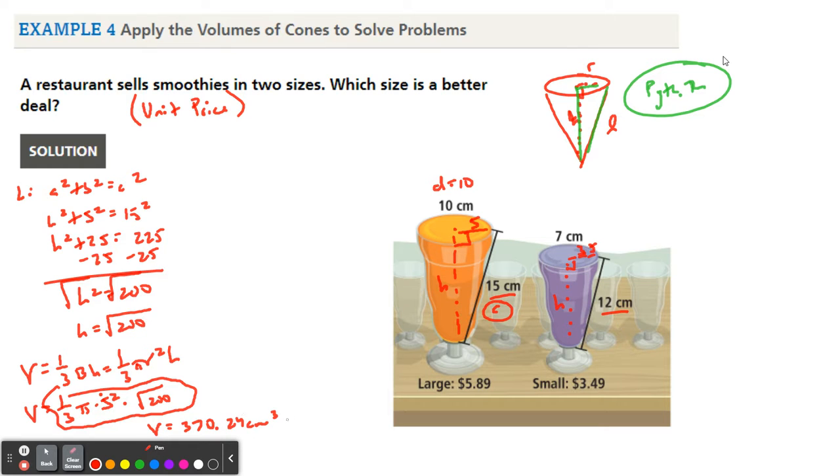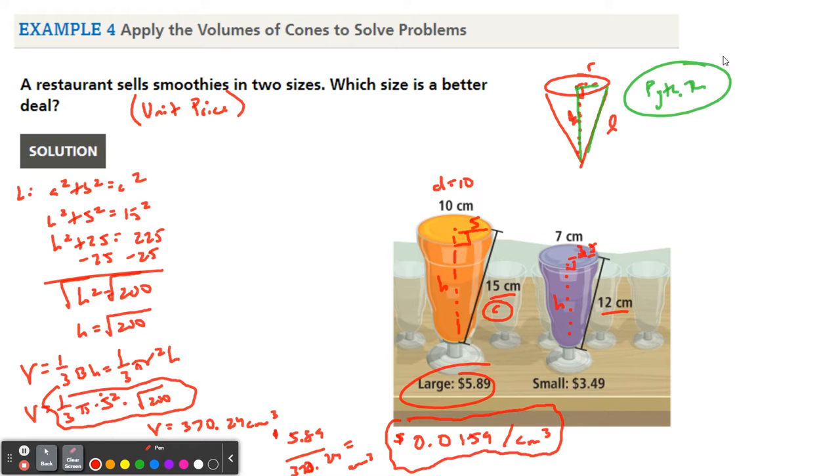And then unit price is dollars per measurement. So to find that unit price, we're going to take the amount for a large smoothie, $5.89, and we're going to divide it by 370.24. So this will be dollars per centimeters cubed. And when you divide that, I got roughly 0.0159 dollars per centimeter cubed. And again, this doesn't really make sense, right? Because money is to 2 decimals, but that is the unit price there.